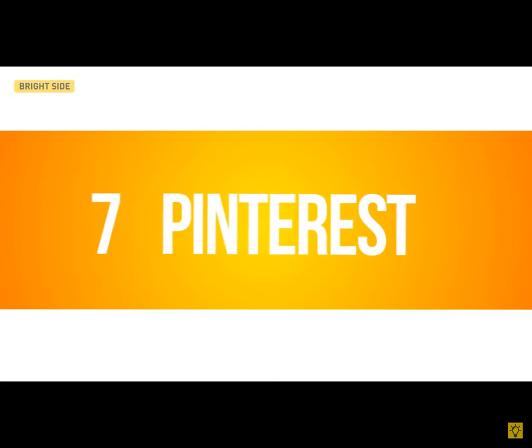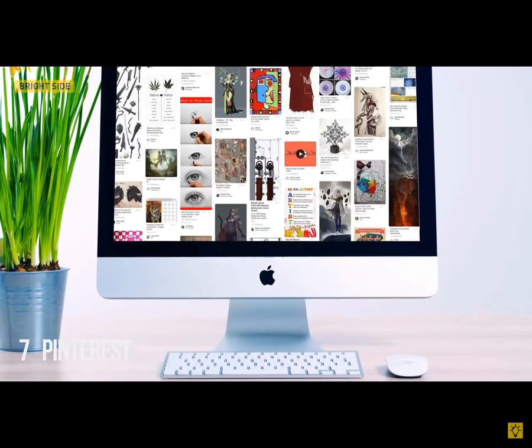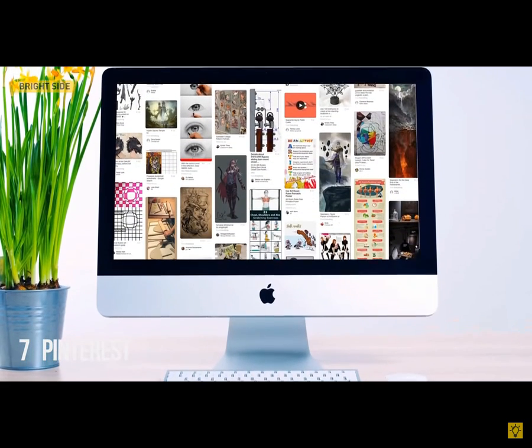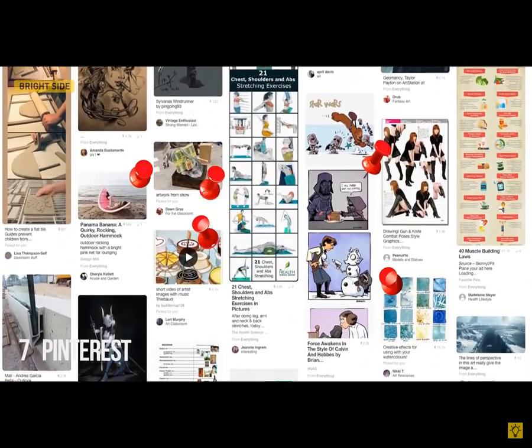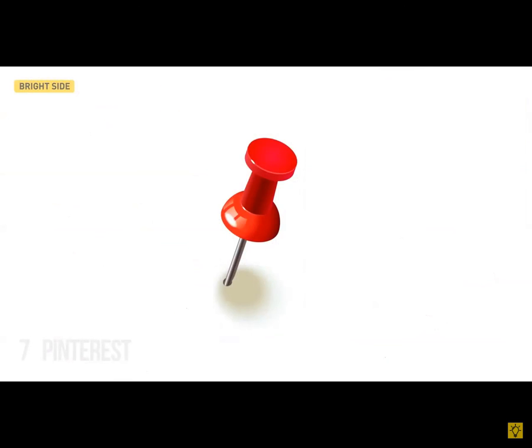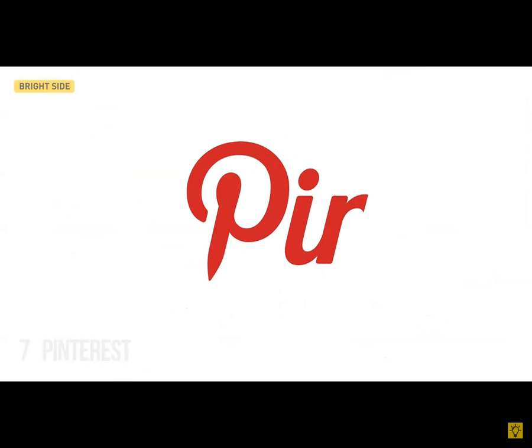Number 7, Pinterest. On Pinterest, people collect images they like from across the internet and pin them to their online boards. That's why the image of a pin is hidden in the letter P. Simple and clear.